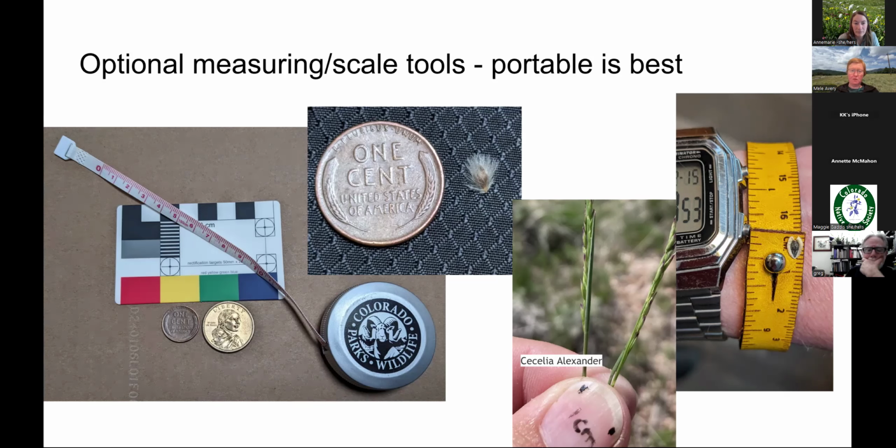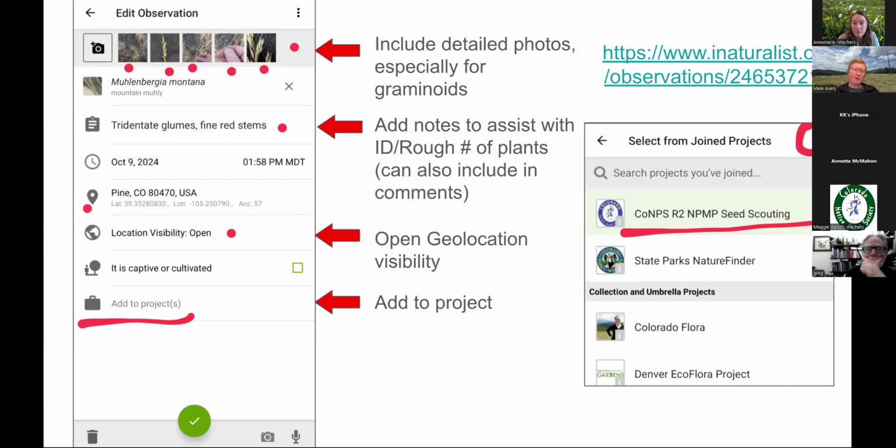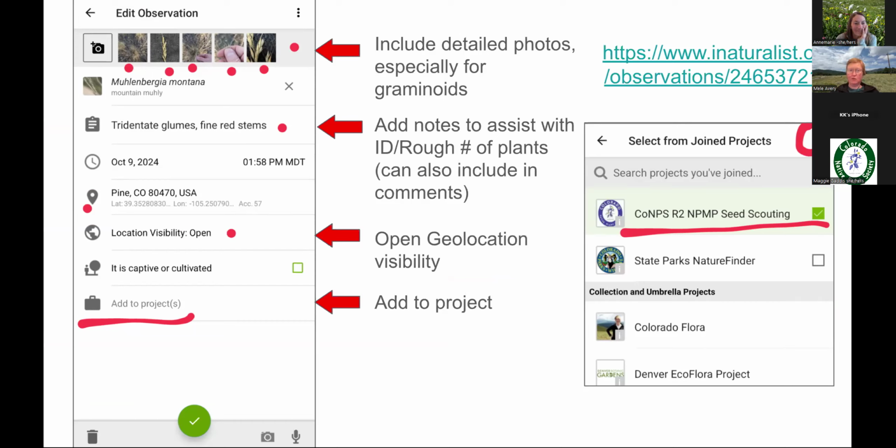getting back to the observation instructions, say I'm on the landscape and I see a grass and I'm like, I know that this grass is on the list. Point of order, Muhlenbergia montana is no longer on our list, so this would not be an observation that I could submit. But let's pretend for the present moment that it's something that's on the target list. I have several photographs of the minute details of this grass. I have notes in the discussion, like the keying. As I was keying it, this has tridentate glumes and fine red stems, the date and time, the exact coordinates, location visibility open, and then you would click add to project.